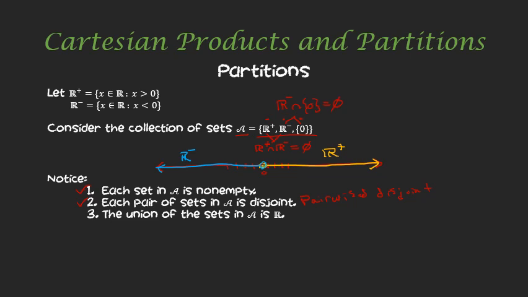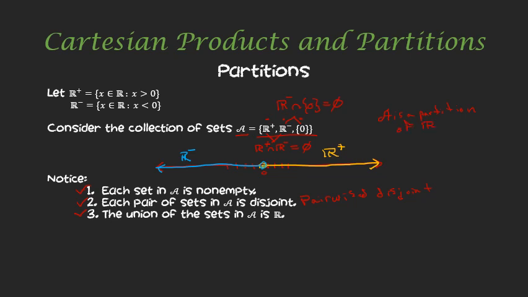So every single element of the real numbers is in one of these sets, R plus, R minus, or the set containing 0. That's the same thing as saying every real number is either positive, negative, or 0. And so this is a special property of a collection of sets. When this happens, we call the collection of sets a partition of the set of which they're subsets. So A here, curly A, is a partition of the real numbers, R.